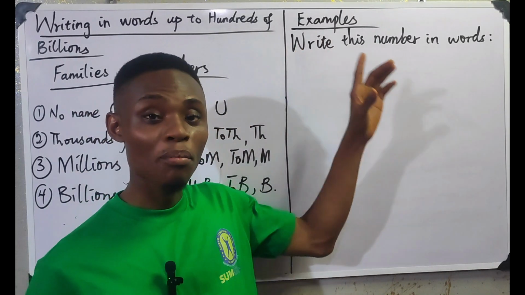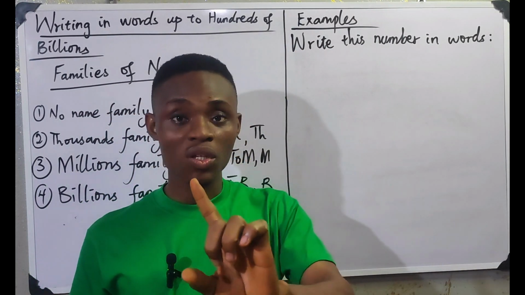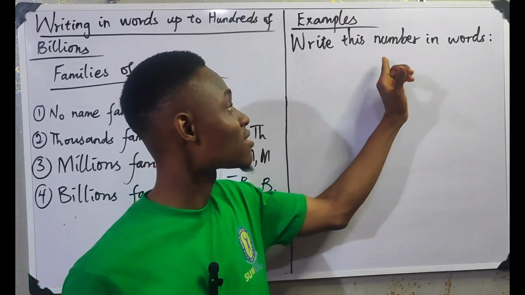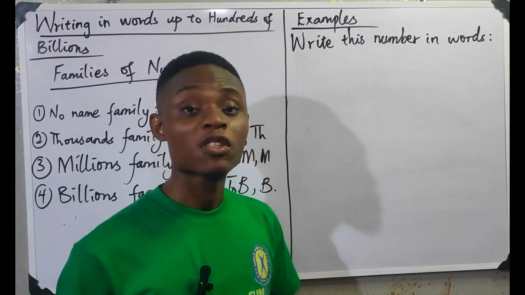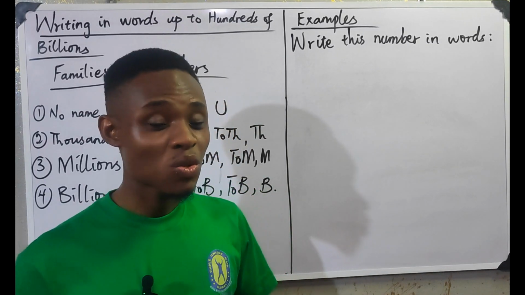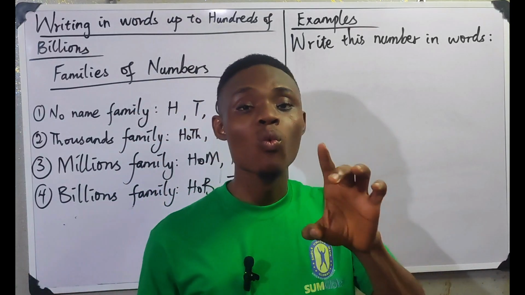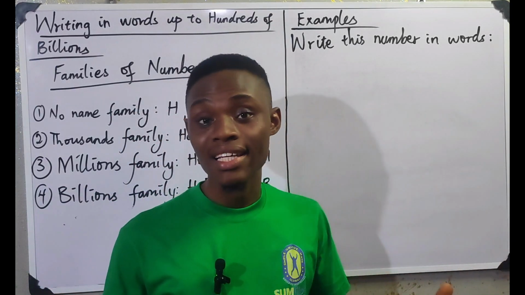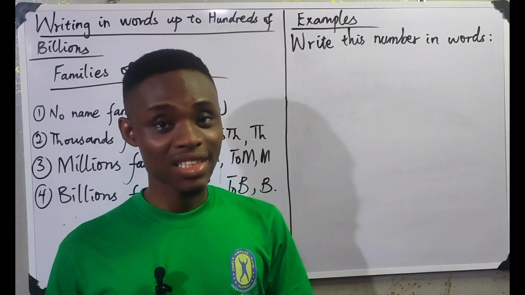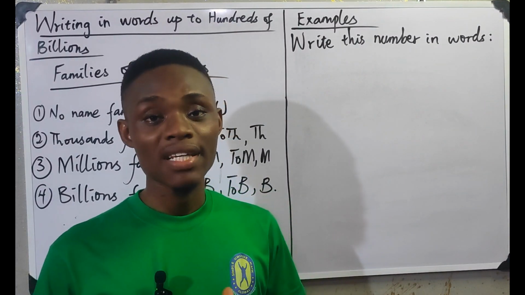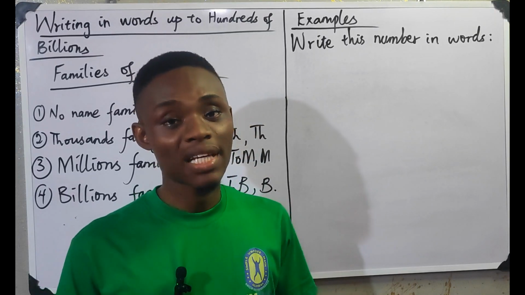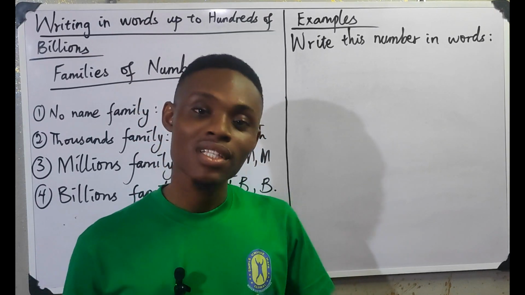Now, over to examples. There is only one instruction for each of the questions I'll be solving here, which is: write this number in words. But before I do that, I want you to know that in order to write in words properly, you will need to know how to identify numbers from 1 to 999 at least. And you will also need to know the place values of digits. So if you don't know the place values of digits, go and watch the video that talks about digits, place values, and values. Okay, let's go.